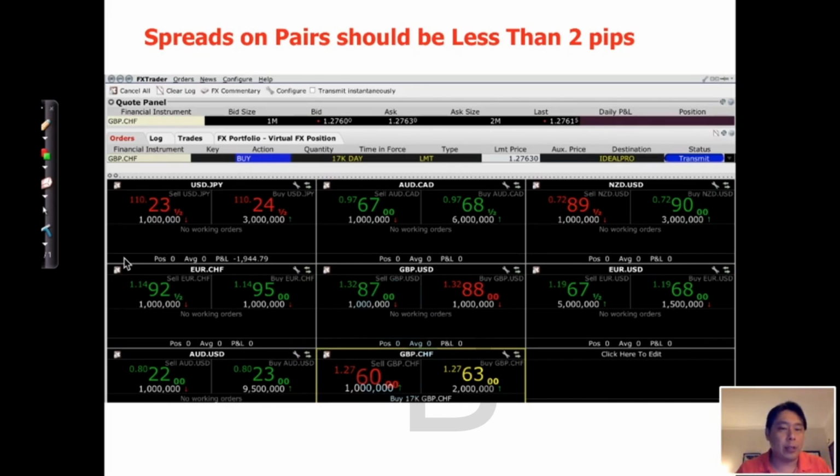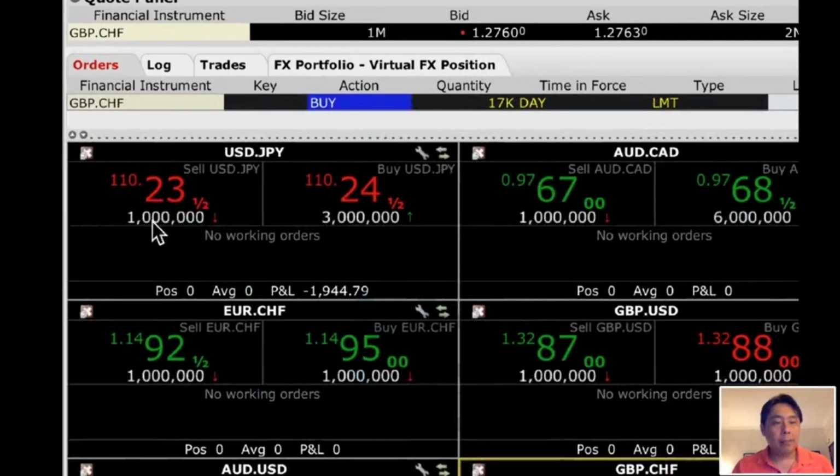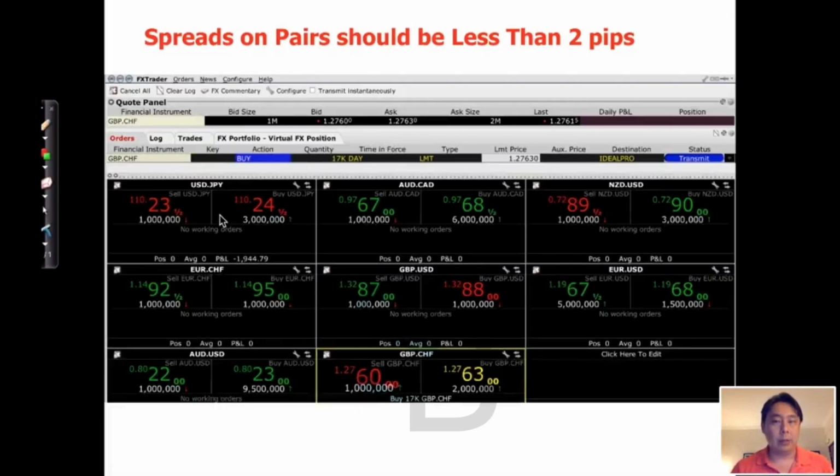All right, so in this case, you can see on Euro USD, this is the bid and the ask price. The difference between the bid and ask is 1967 and a half and 1968. So the spread is only half a pip. That's ideal. Dollar yen, 23 and a half, 24 and a half, 1 pip spread. Ideal. So you want tight spreads. We'll talk more about using the right brokers in a lesson to come in a while.